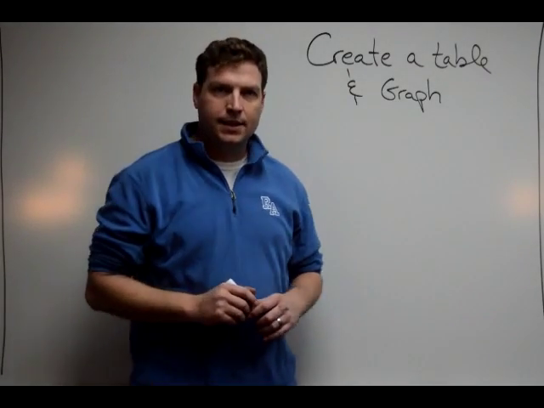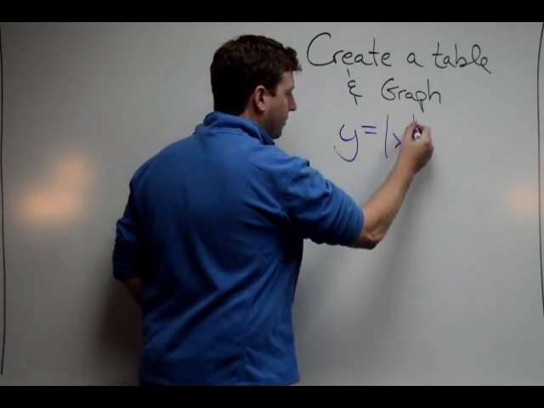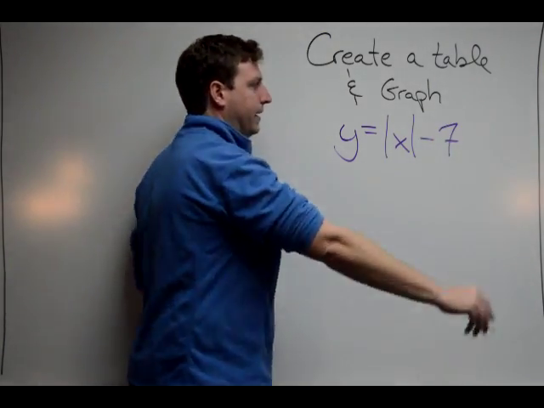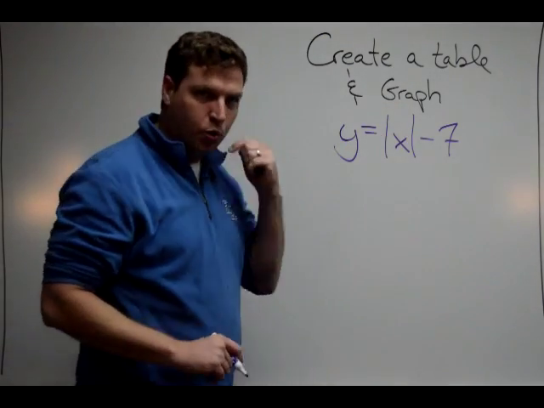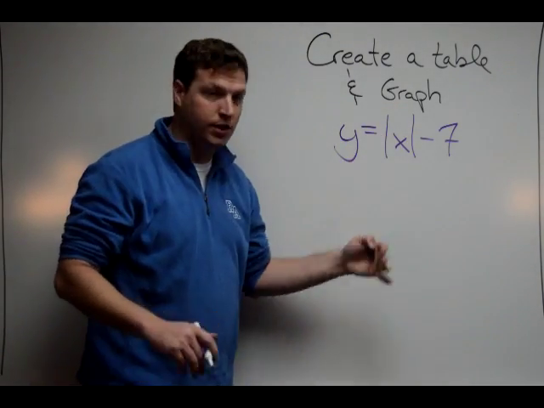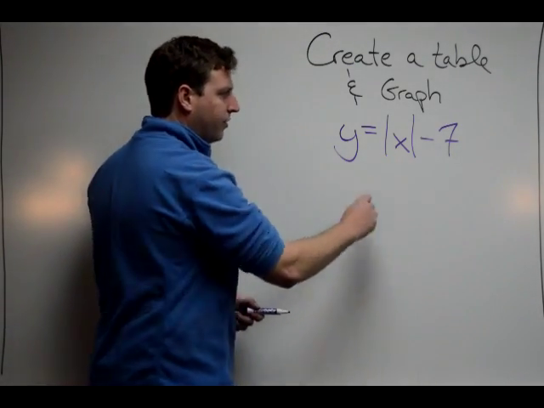All right, my next example here is going to be y equals the absolute value of x minus 7. So I need to make a table and then graph it. So I want to come up with some coordinates and see what this looks like. Now this one's a little bit more interesting because we have this absolute value sign on x.